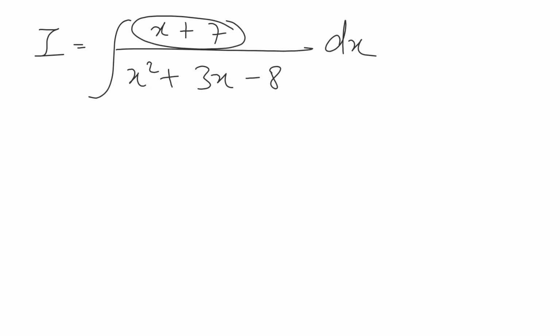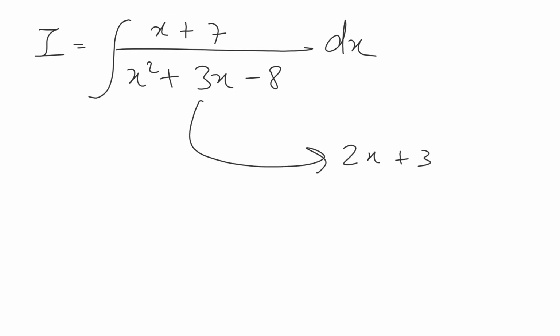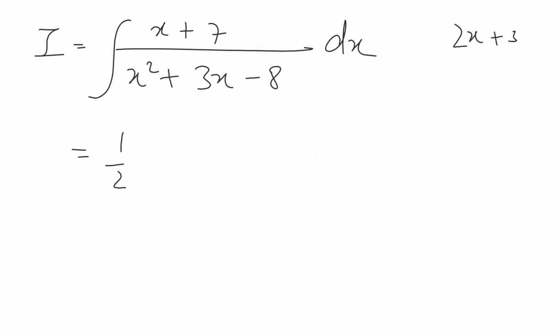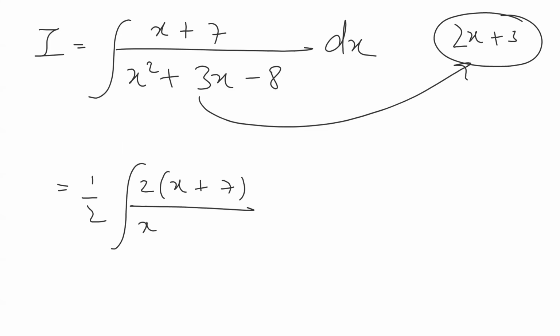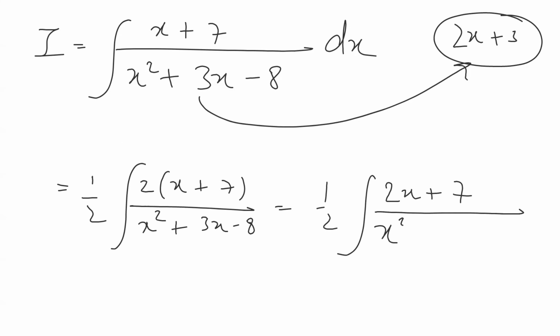So what basically we can do is, what is the derivative of the denominator? 2x plus 3. So we'll make the numerator as 2x plus 3. Step number 1, multiply and divide. So 2x plus 3, I'll just write it down over here because it's the derivative of the denominator. So the first step is half, multiply and divide with 2 because you are making this as 2x plus 3. So this is half 2x plus 7 upon x square plus 3x minus 8.